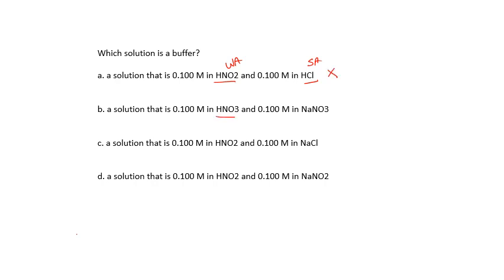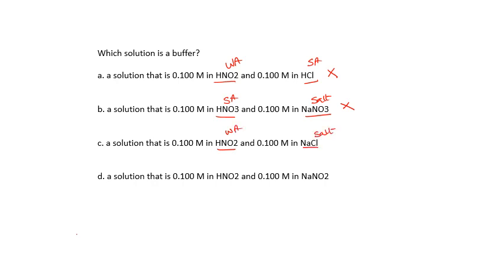In the second case, HNO3 is a strong acid and NaNO3 is the salt, but the salt is not formed from a weak acid. It is from a strong acid. Also, the salt is not formed from a weak base. So this is again not the definition of a buffer, so that is not the answer. The next combination is HNO2, a weak acid, and NaCl, a salt.